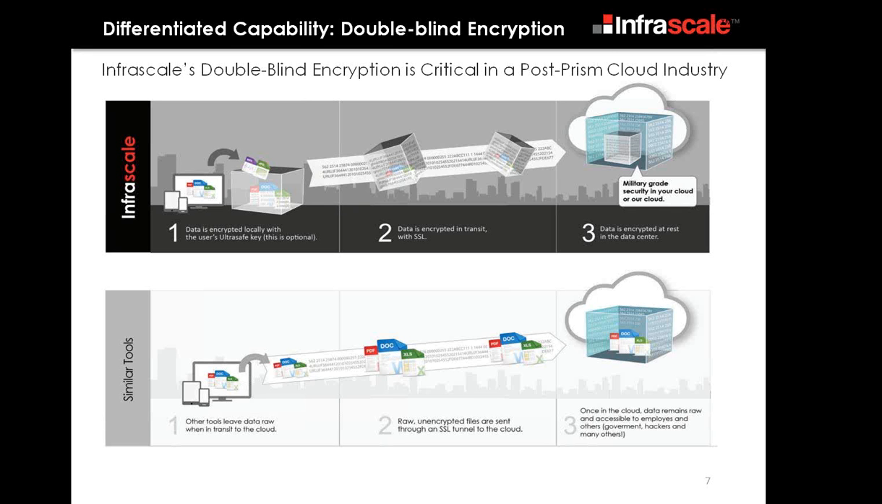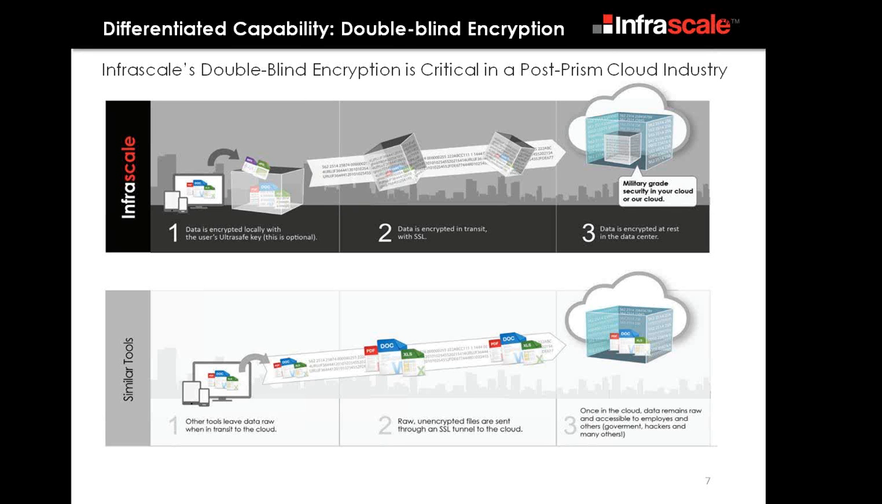So you can see along the bottom of your screen here, similar tools take raw files and send them to the cloud, simply encrypting them in the cloud alone. The problem with this is that data is still easily accessible. So a single layer of encryption simply isn't enough.